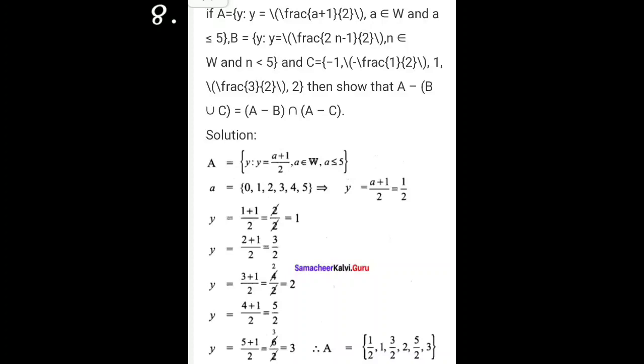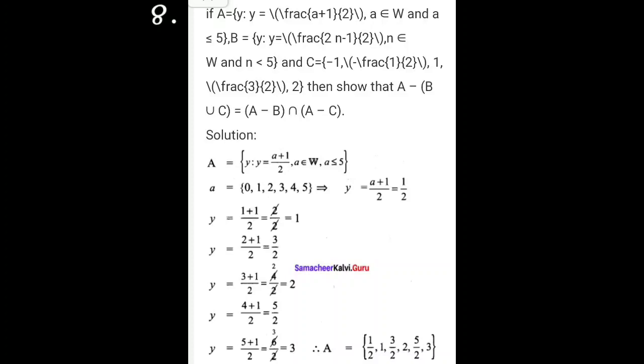Given sets are in set builder form, so we convert set builder form into roster form. Here, set A is equal to y such that y is equal to (a plus 1) divided by 2, a belongs to W, a less than or equal to 5. Here W means whole numbers starting with 0. Here a is equal to 0, 1, 2, 3, 4 and 5.